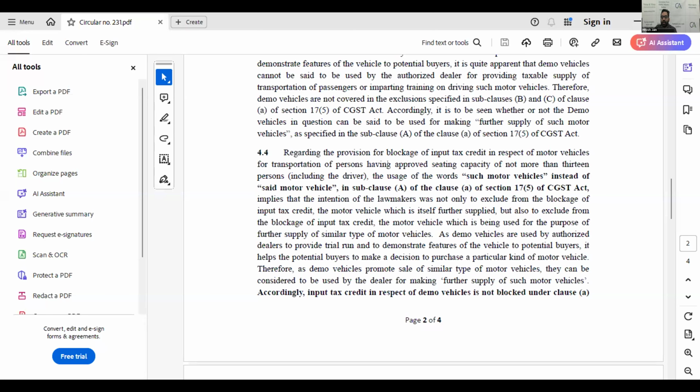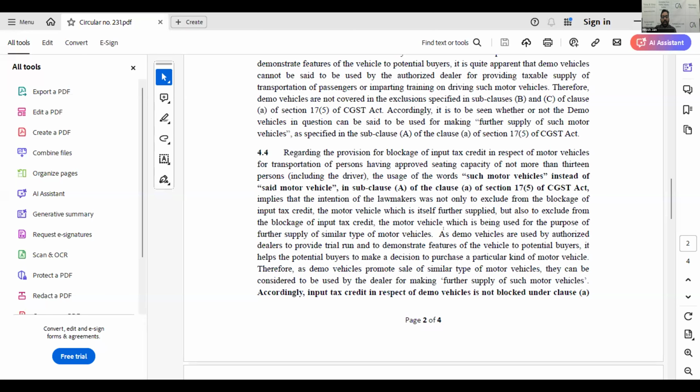Regarding the provision of blockage for input tax credit in respect of motor vehicles for transportation of persons having approved seating capacity of not more than 13 persons, including the driver, the usage of the words "such motor vehicles" instead of the words "said motor vehicles" in sub-clause A of clause A of section 17, subsection 5 implies that the intention of the lawmaker was not only to exclude from the blockage of input tax credit the motor vehicle which is itself further supplied, but also to exclude from blockage of input tax credit all similar motor vehicles.